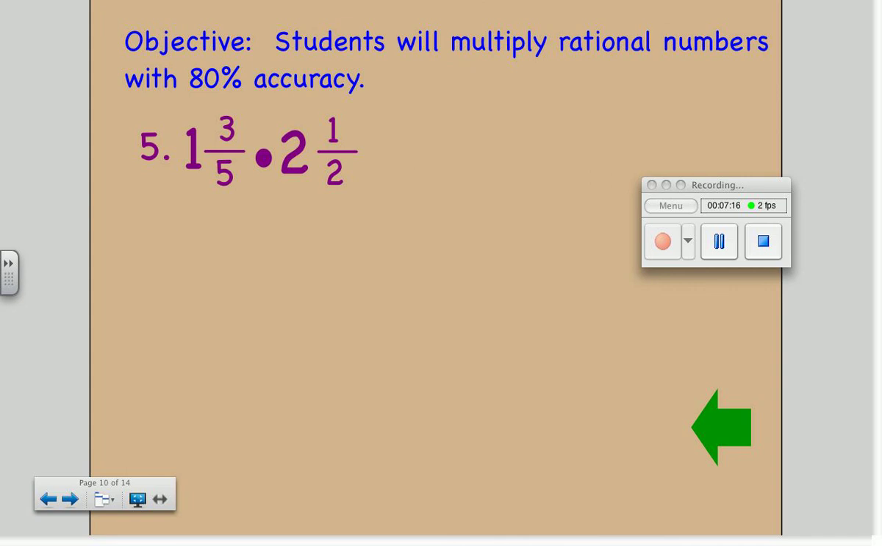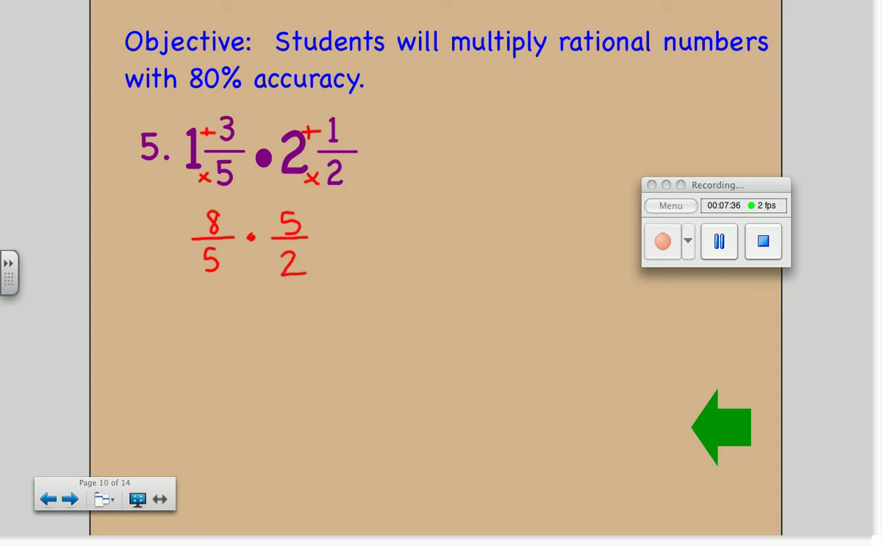1 and 3 fifths times 2 1/2. First, we have to change this to an improper fraction. Okay? So 5 times 1 is 5, plus 3 is 8. The denominator stays the same. 2 times 2 is 4. 4 plus 1 is 5. The denominator stays the same.